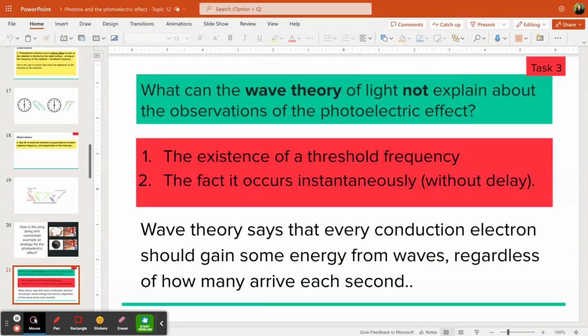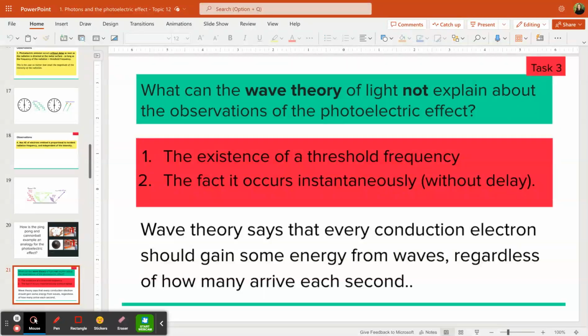So my question is, what can the wave theory of light, so light acting like a wave, not explain of what we've just seen? Okay, so we've just seen 4 observations. Why does wave theory not explain that? So the 2 things that cannot be explained by wave theory are, firstly, the existence of a threshold frequency in the first place, and secondly, the fact that it occurs instantaneously without delay.